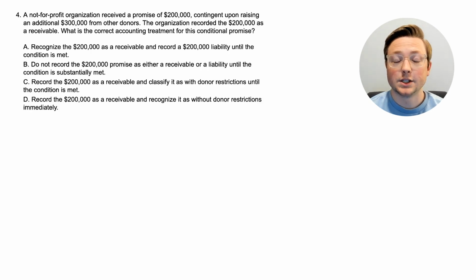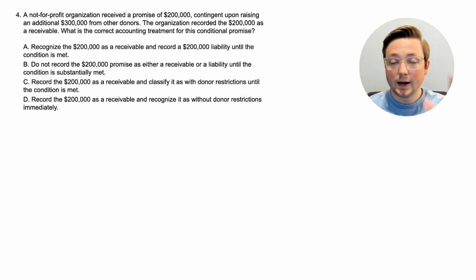All right, here we are at question 4. A not-for-profit organization received a promise of $200,000 contingent upon raising an additional $300,000 from other donors. The organization recorded the $200,000 as a receivable. What is the correct accounting treatment for this conditional promise?